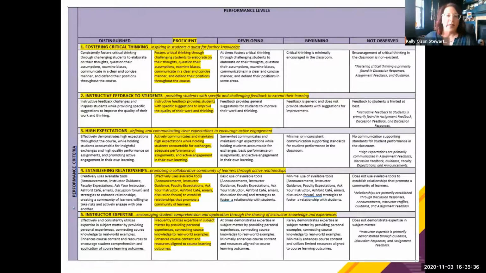For those of you not familiar, here is the performance level IQR rubric we utilize with those 5 components listed on the left, numbered 1 through 5, and the specific descriptions for each level of the rubric. And the goal here is to have all instructors in the highlighted proficient column be moving to distinguished.